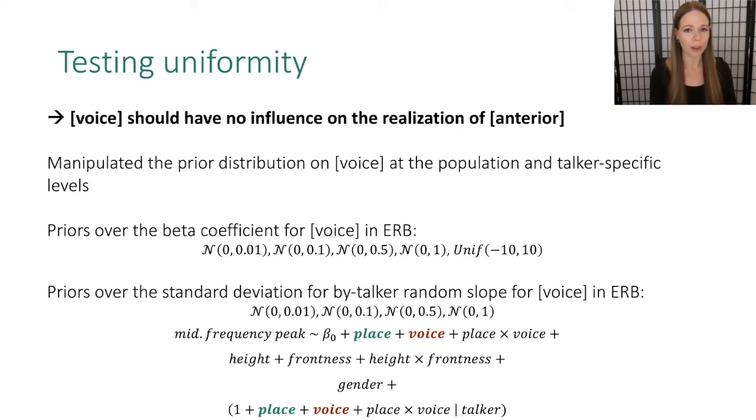And so when we look at the mid-frequency peak, there should be no difference in the two targets for the plus voice and minus voice segments. So what we did is we manipulated the prior distribution on voice at the population and talker specific levels. Remember, this is a hierarchical model, so we have voice specified in two locations, one at the population.